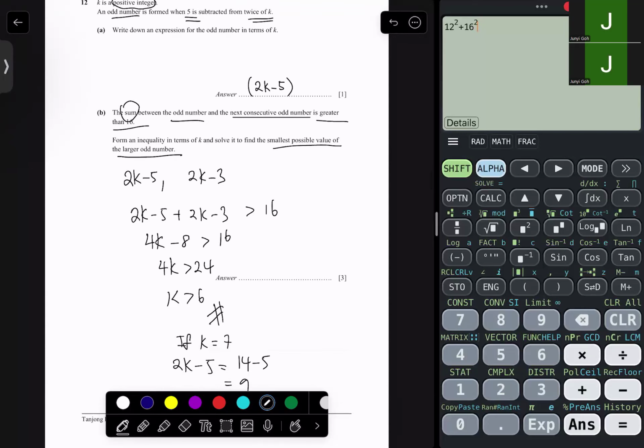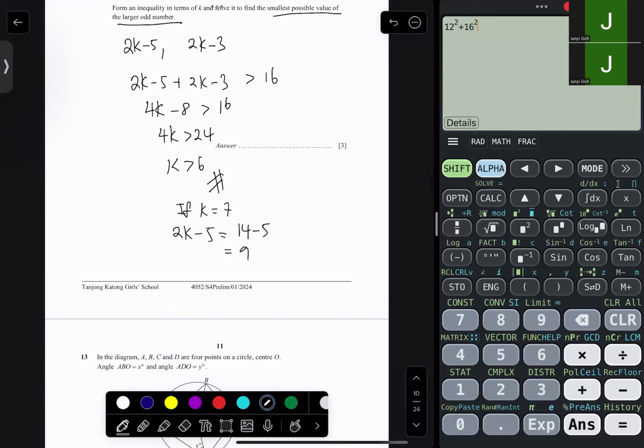Find the smallest possible value of the larger odd number. Okay, so this is 2k minus 3. So it will be 2k minus 3 then. Okay, so I misread the question. Equals 11. Okay, so answer.